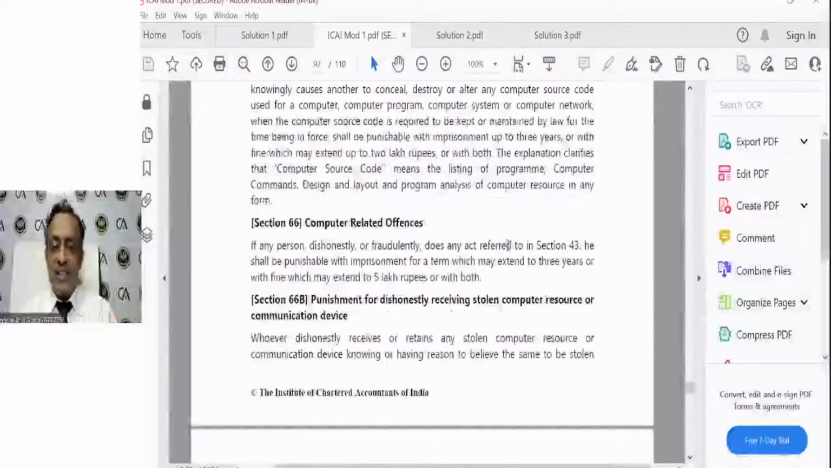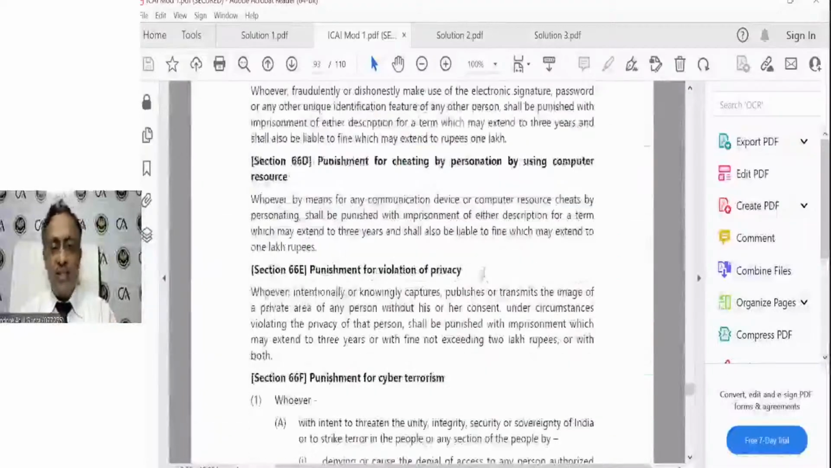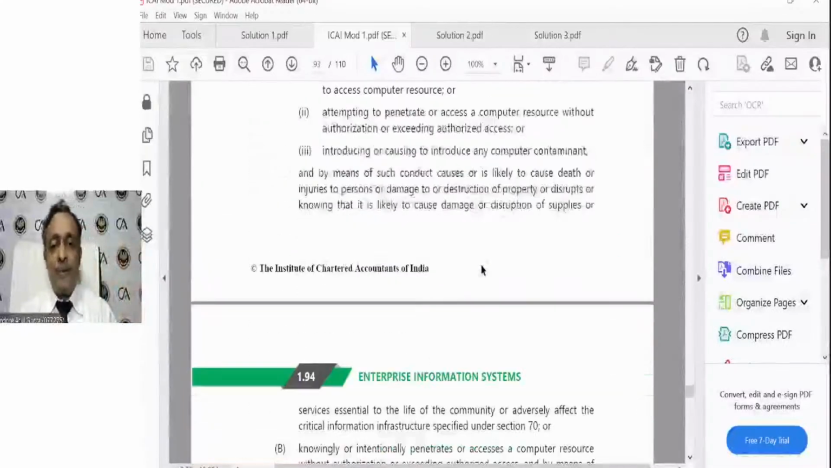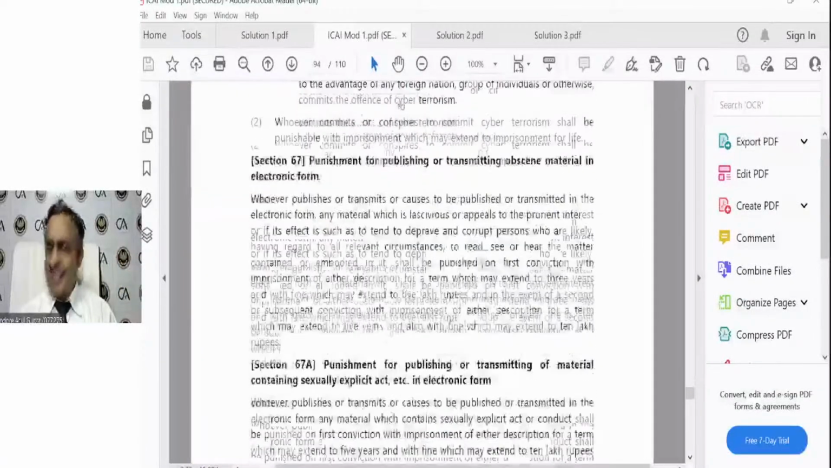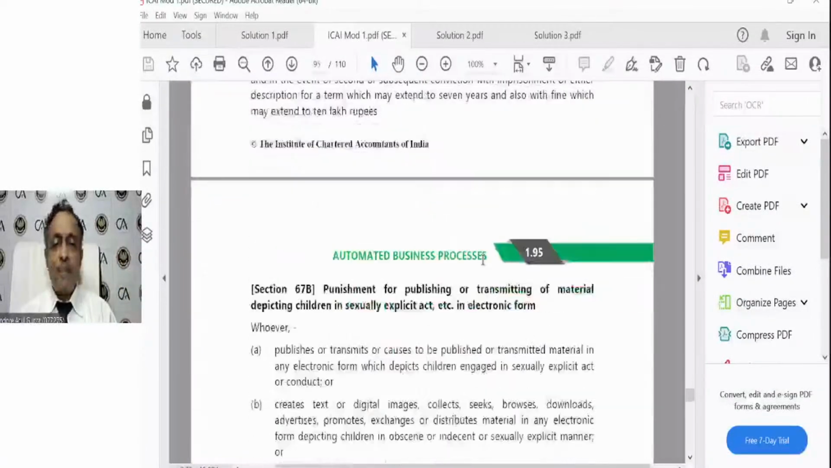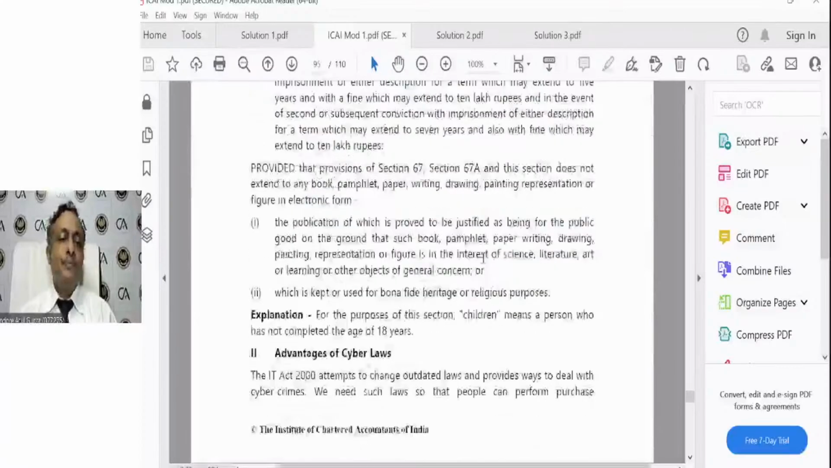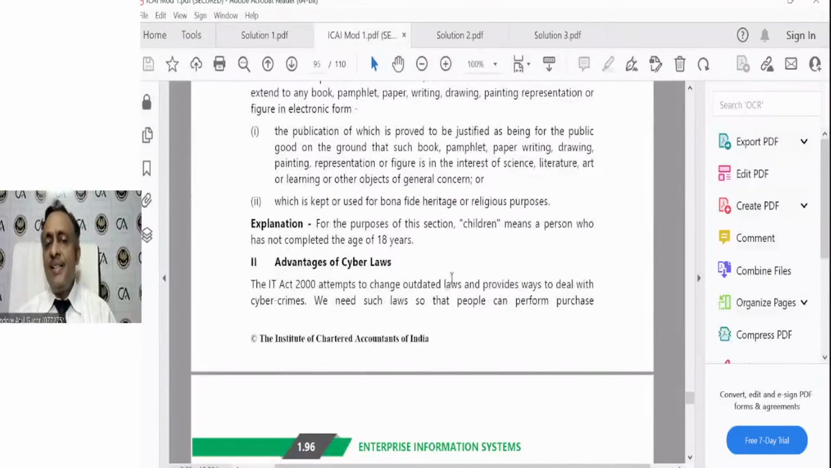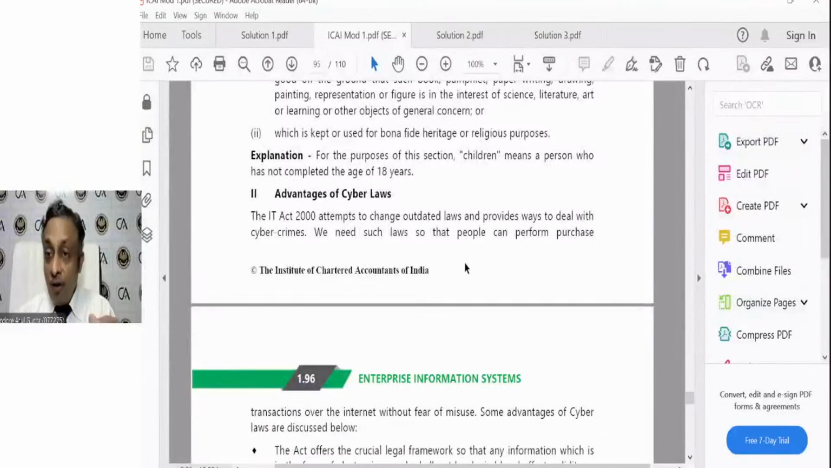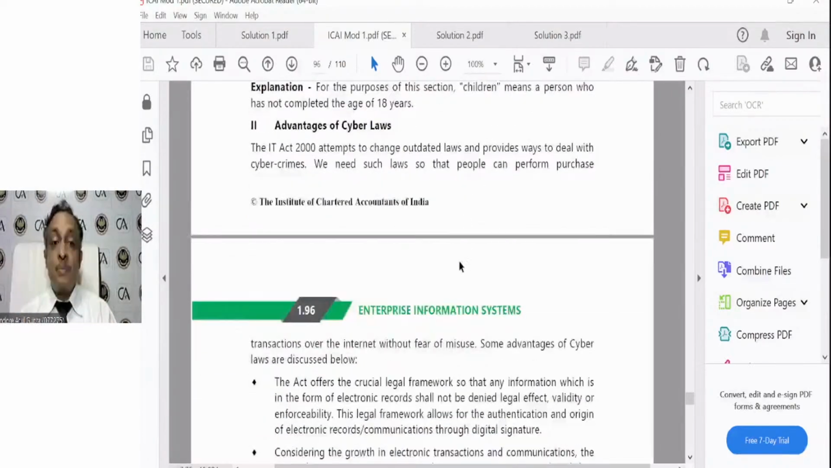Then I'm not reading these sections that have been given. Please go through these sections which were elaborated above. They are direct sections, nothing to be added. Then this is important. Advantages of cyber law, that it offers a way to communicate grievance, to take action about the fraudsters and like that.